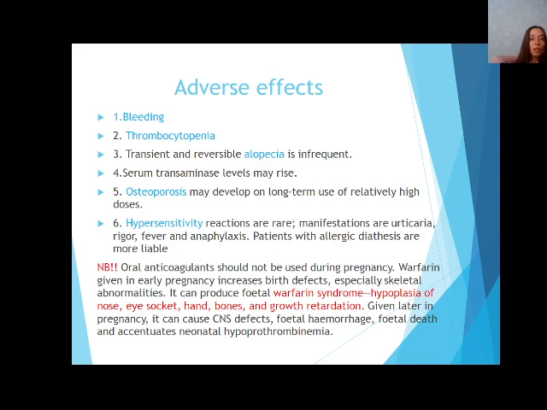I want to mark that oral anticoagulants shouldn't be used during pregnancy. Warfarin given in early pregnancy increases birth defects, especially skeletal abnormalities. It can produce fetal warfarin syndrome: hypoplasia of nose, eye socket, hand, bones, and gross retardation. Given later in pregnancy, it can cause CNS defects, fetal hemorrhage, fetal death, and accentuates neonatal hyperprothrombinemia.